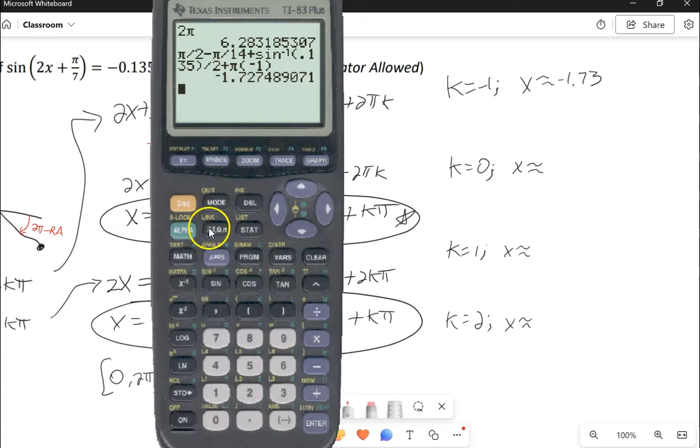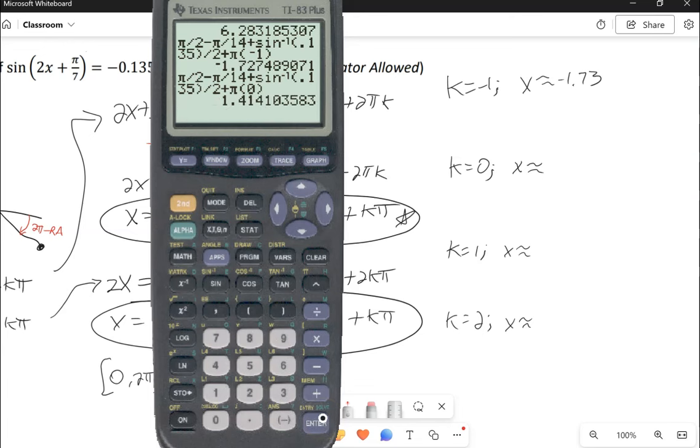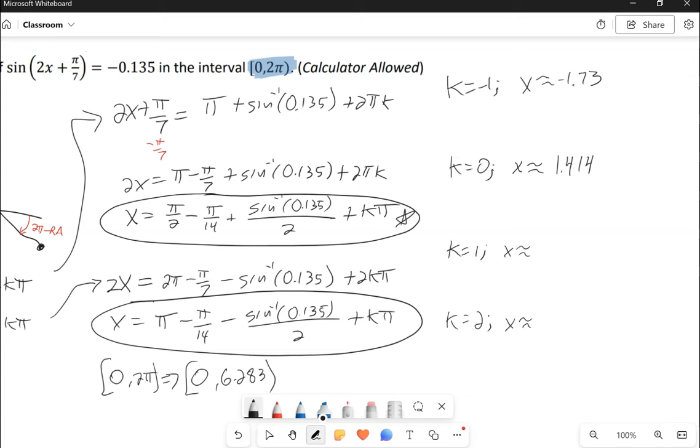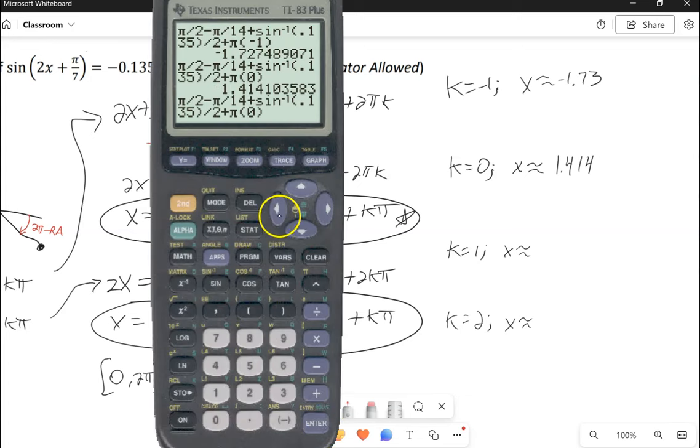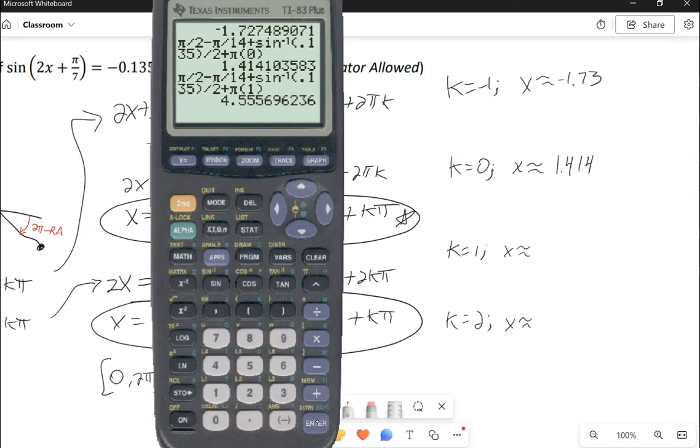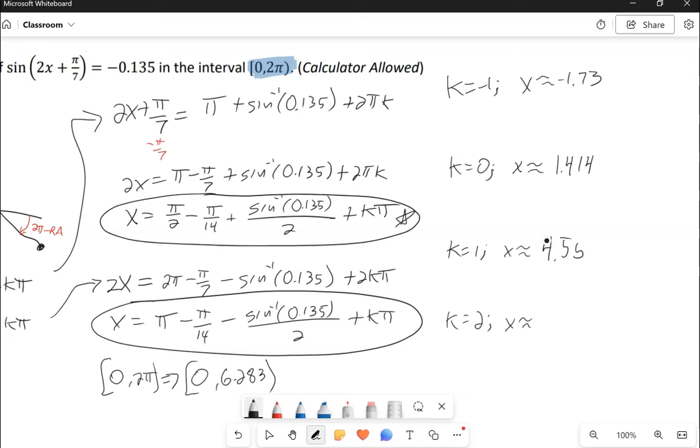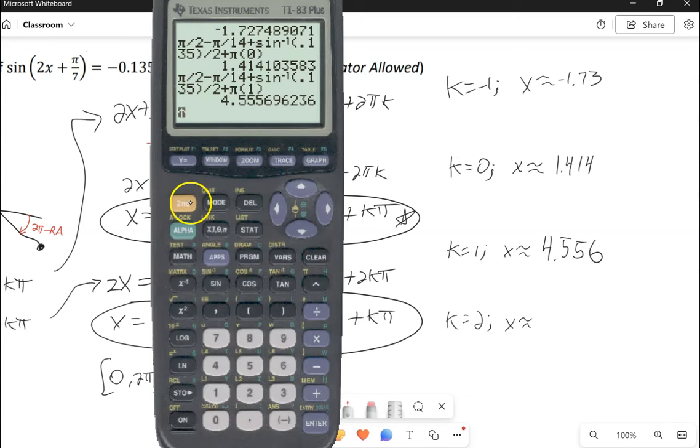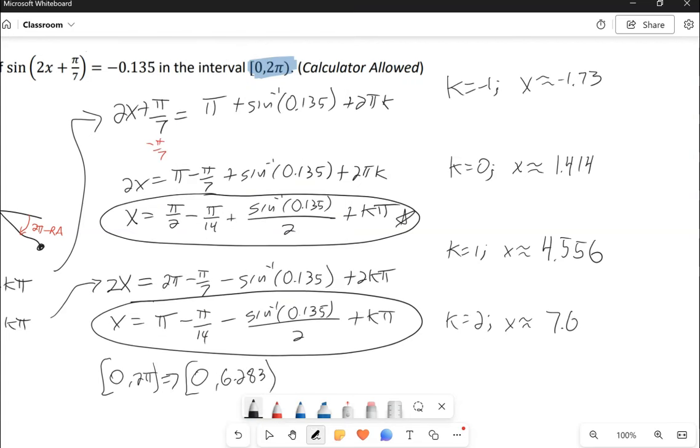So now the way I've done this, a lot of you do the up arrow, but some of you can do second entry. I'm just going to now change that -1 to a 0. 1.414. Change that 0 to a 1. Now I'm just letting k equal bigger and bigger values, 0, 1, 2, 3, etc. 4.556. And if k equals 2, 7.697, that's too big.